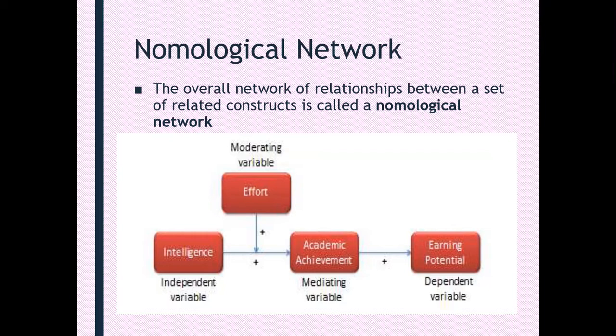This full description of the research is called a nomological network. The definition of a nomological network is the overall network of relationships. In research, when you make a diagram, you make it using arrows. Plus means positive, minus means negative. Negative means if you put in more intelligence, your academic achievement goes down. But no, that is not true. We know from past studies that effort and intelligence both positively affect academic achievement, and academic achievement positively affects earning potential. So the overall network of relationships between a set of related constructs is called a nomological network.